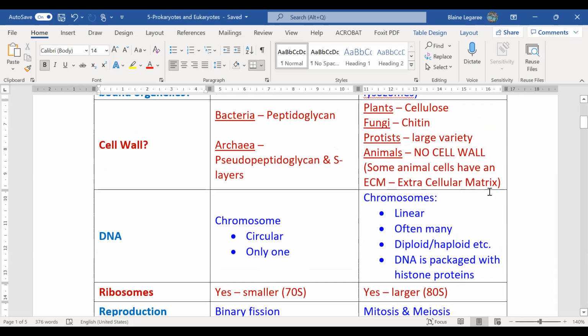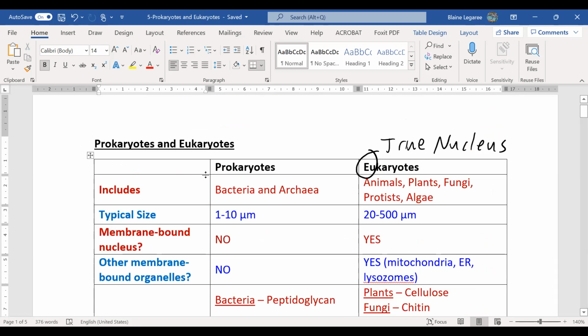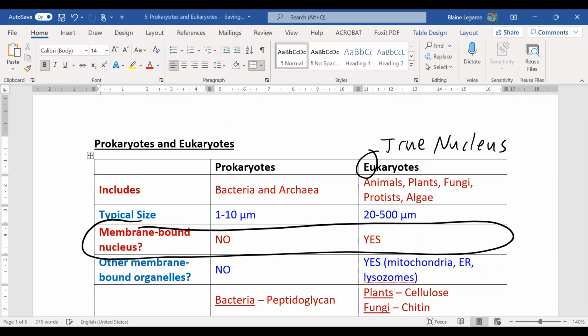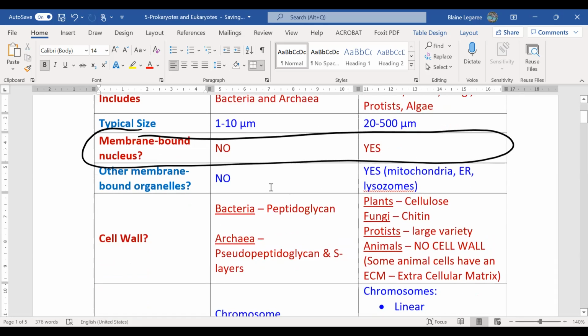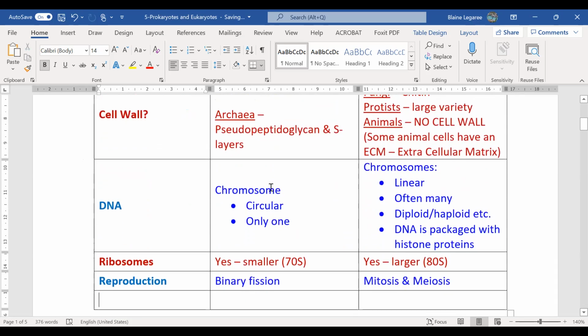So I'm just going to scroll up and throw out a couple highlights. So remember, this is a big one, right? Who has a nucleus? The eukaryotes have a nucleus, okay? And then everything else is kind of all the details where the devil is found. Like I said, we talked about cell walls. We're going to talk about organelles. We're going to talk about DNA. We're going to talk about ribosomes. We're going to talk about reproduction. And so hopefully all those things will start to make more sense as we get into those details.